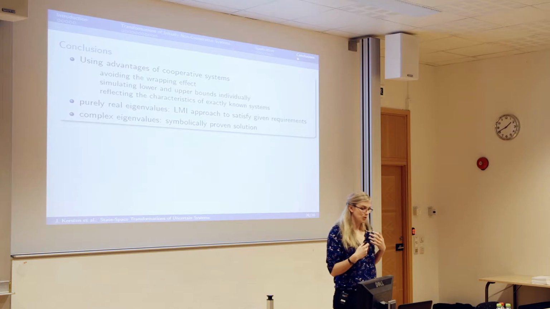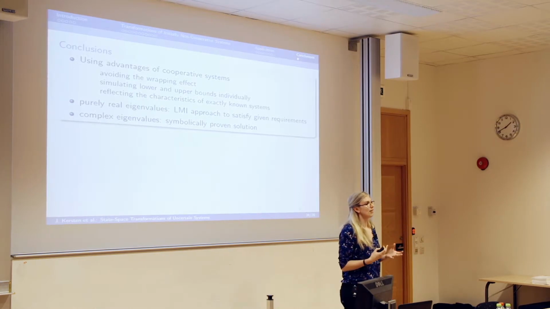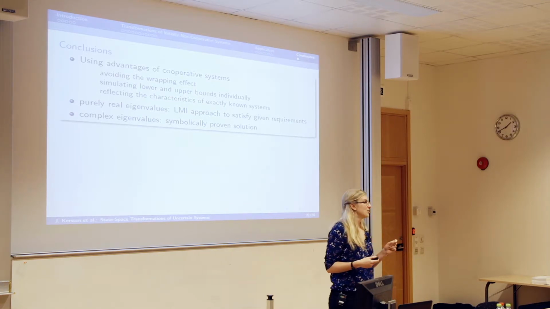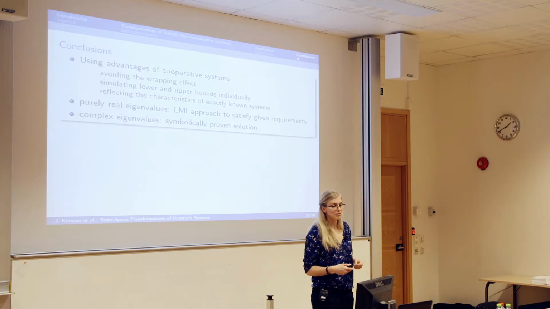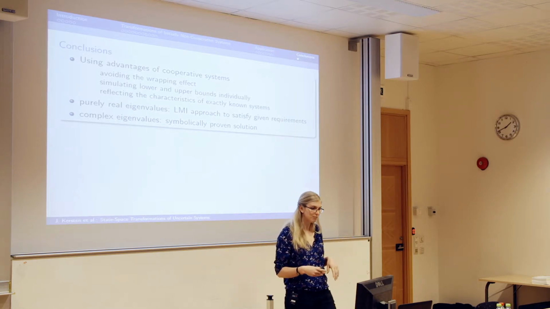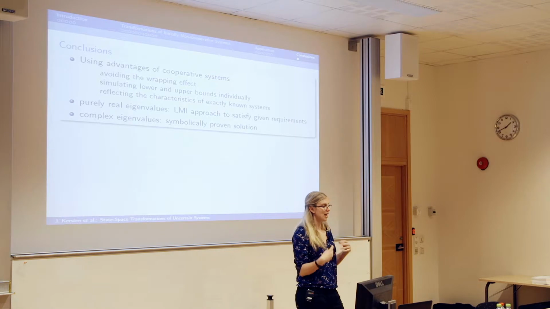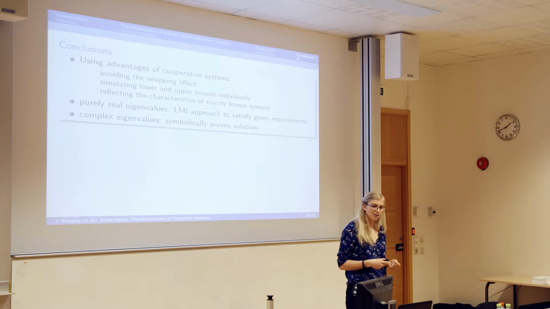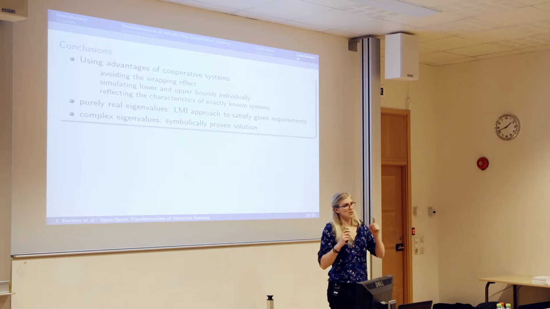Okay, so let's come to the conclusion. I showed you that those systems which are not cooperative from initially derived principles can be transformed into cooperative systems. And cooperative systems have some advantages. For example, avoiding the wrapping effect and therefore simulating lower and upper bounds separately. And because of the decoupling, they also reflect the behaviors of known systems. So for purely real eigenvalues, I introduced you to an LMI approach, and the complex values were quite easy to introduce. So let's come to the drawbacks.